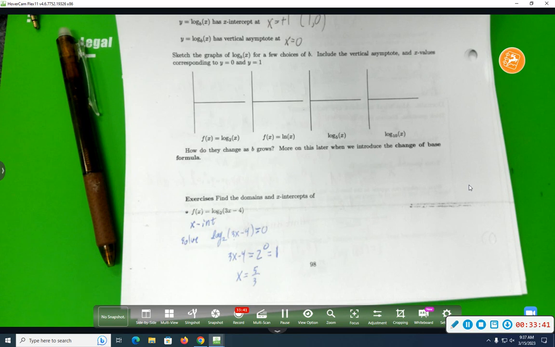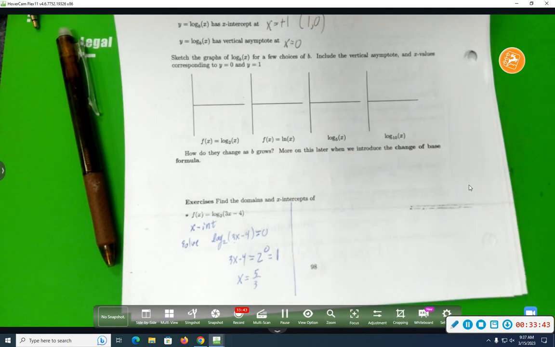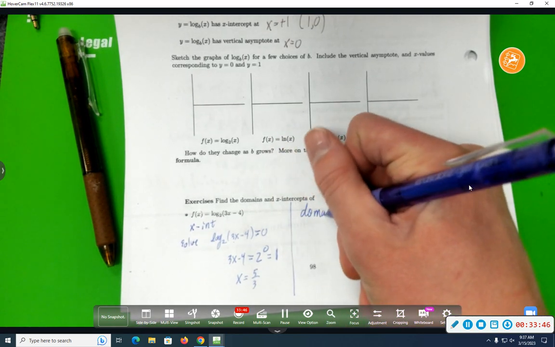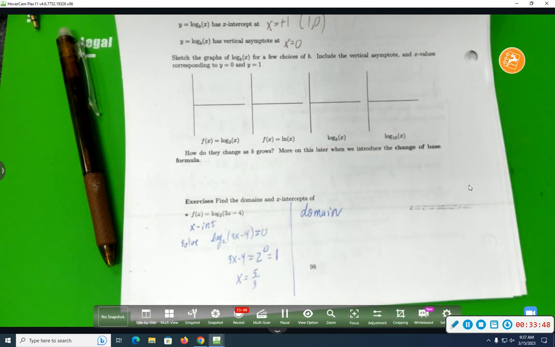Let's also think about domain. The way to think about domain is think about what could go wrong. Let's go inside out and think about what could go wrong in each ingredient. So if you only saw 3x minus 4, can anything go wrong? If you didn't see the log? No, that's fine. What about the log? Are there things that you're not allowed to plug into a log? Negative numbers and 0 are both bad. So if you want the domain of this, the thing inside the log needs to be strictly positive.